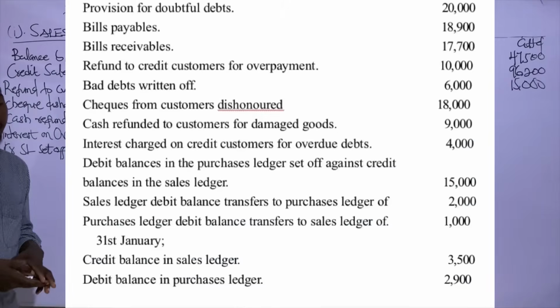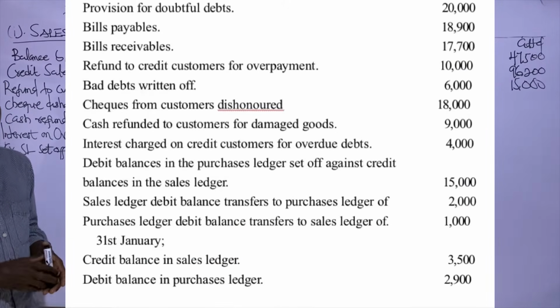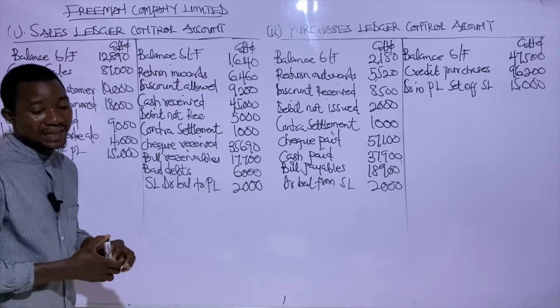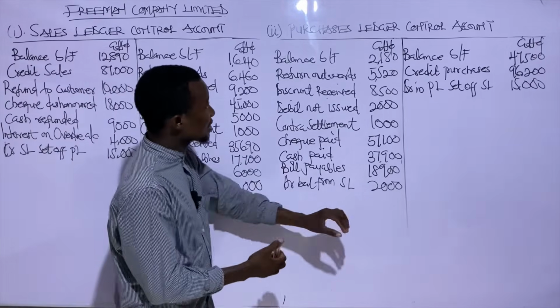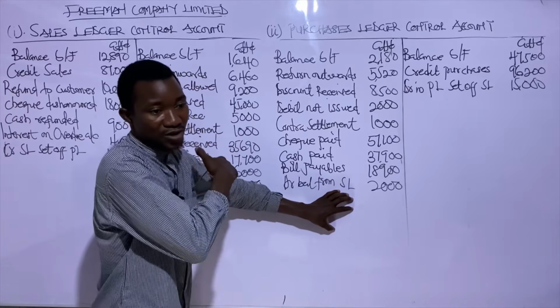The next one is purchases ledger debit balance transferred to sales ledger of 1,000 Ghana cedis. So a purchases ledger debit balance. A purchases ledger debit balance transfers to sales.